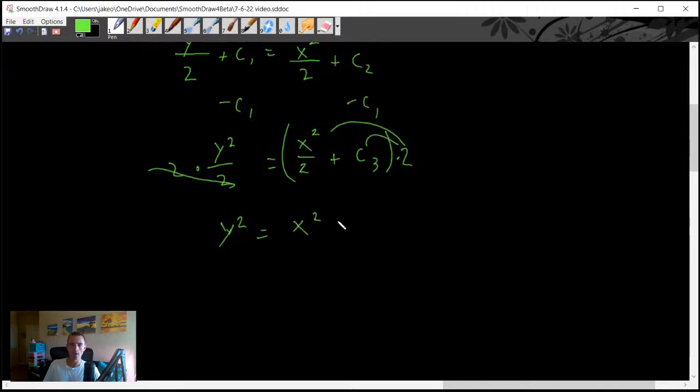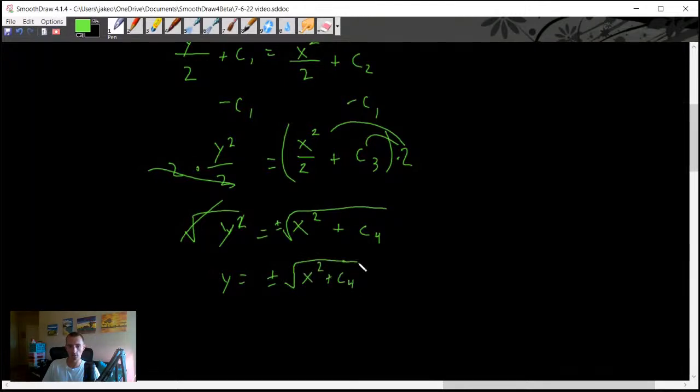just x squared. And then we're going to have basically 2 times c3, which is a constant 2 times a constant c3, is just going to create a new unknown constant, which we will call c4. And then we can just take the positive and negative square root of both sides of our equation. Keep in mind, whenever you're taking the square root like this to solve for a variable, you need to take the positive and negative square root. But that squared and square root will cancel, leaving us with y equals the positive and negative square root of x squared plus some unknown constant called C4.